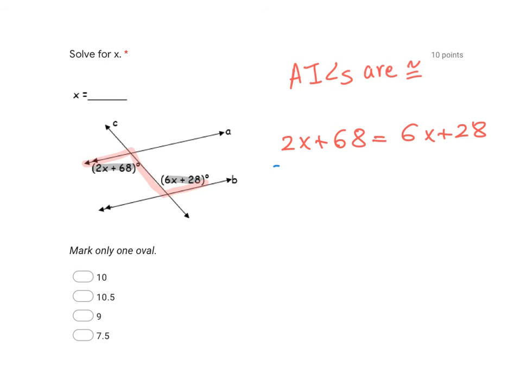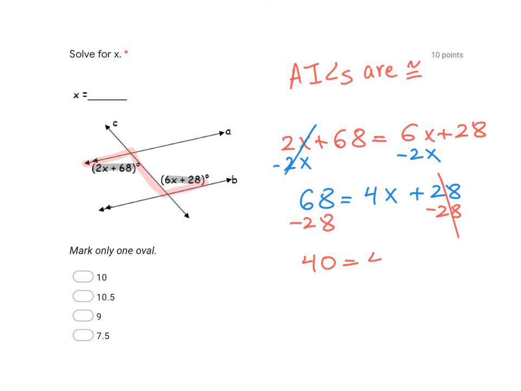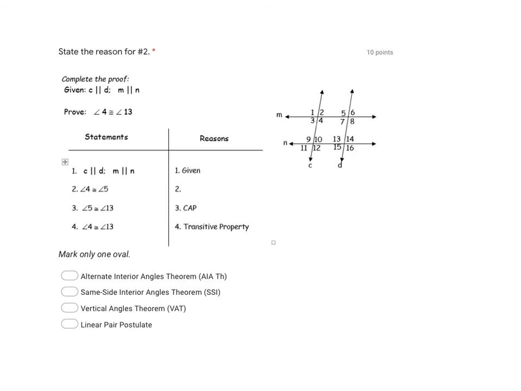So let's go ahead and solve for x by isolating the x. So 68 equals 6x minus 2x, which is 4x plus 28. And then if I subtract 28 from both sides, I get 40 equals 4x. So if I divide by 4, I get that x is equal to 10. So that is the correct option. Let's move on to our last question.